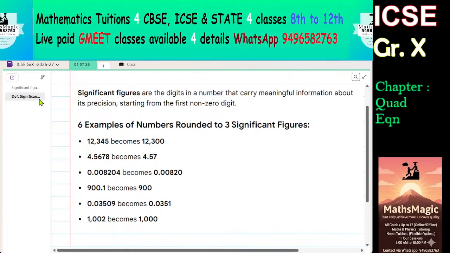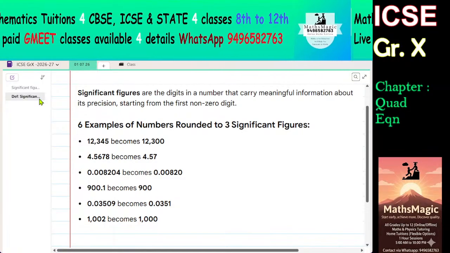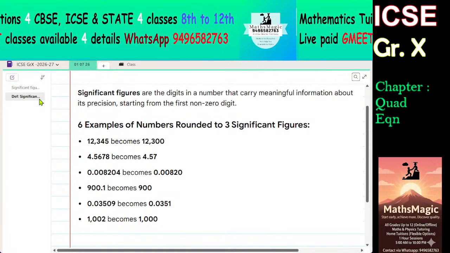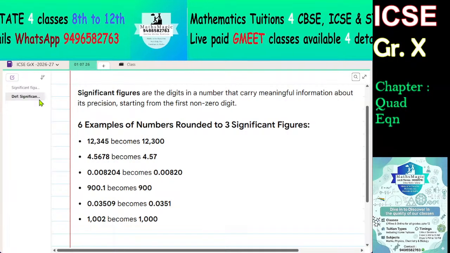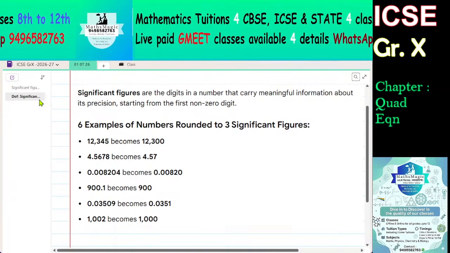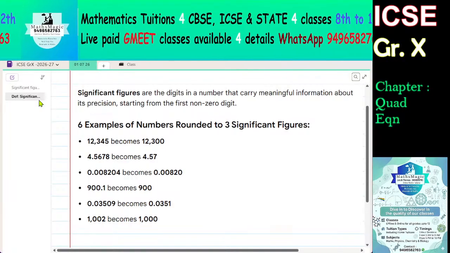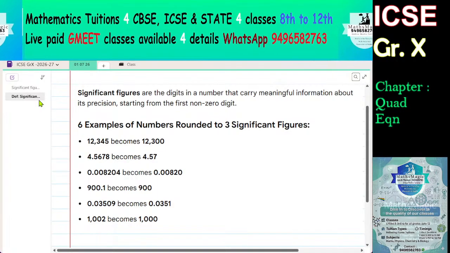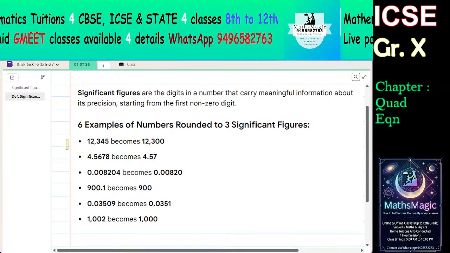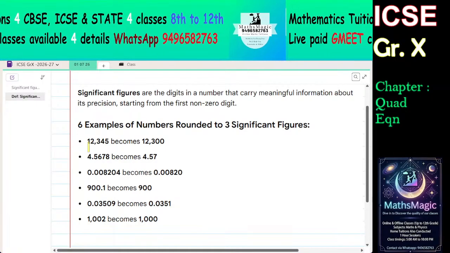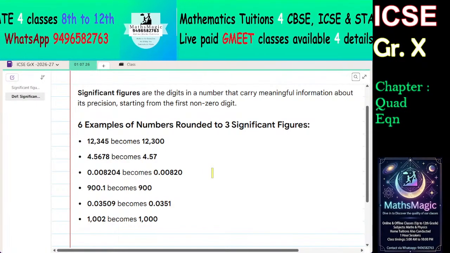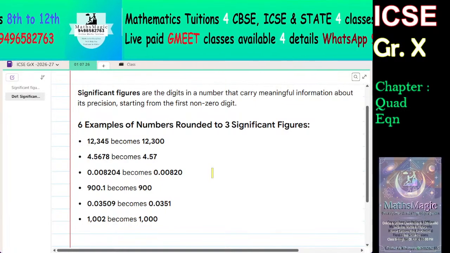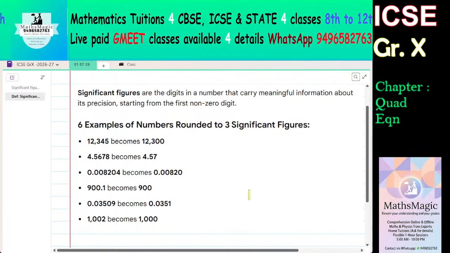We can give a small definition for significance. The significant figures are the digits in a number that carry meaningful information about its precision, starting from the first non-zero digit. You can just copy this to your formula book.